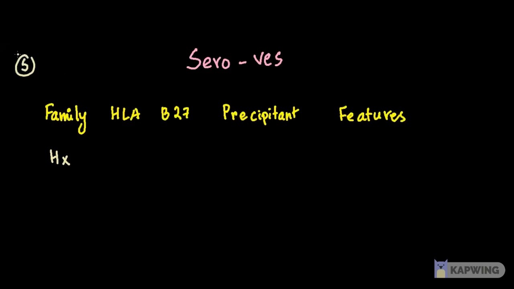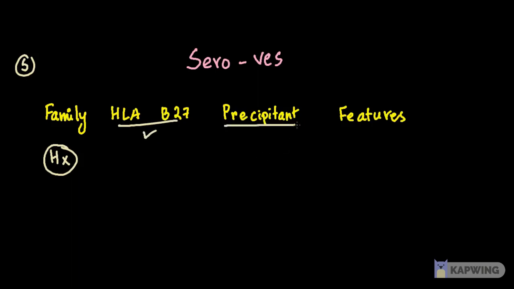Let's talk about the common features of seronegative arthritis, also known as spondyloarthritis. Okay, so it involves the spine. That's why it's known as spondyloarthritis. So what are the common features? The features are presence of family history, usually that runs in families because it's associated with a genetic factor known as HLA-B27. The patient will often be HLA-B27 positive.